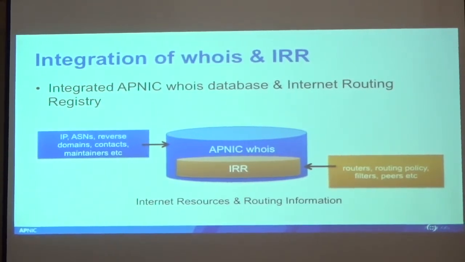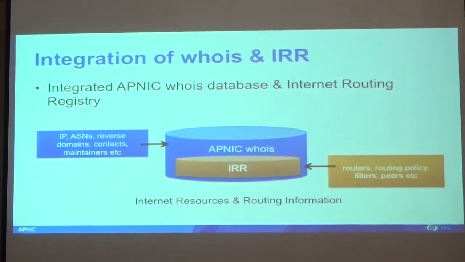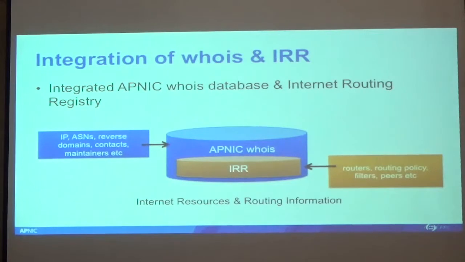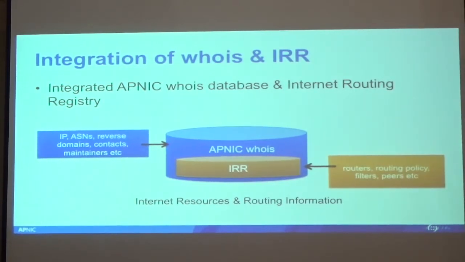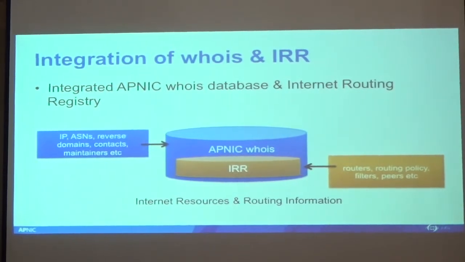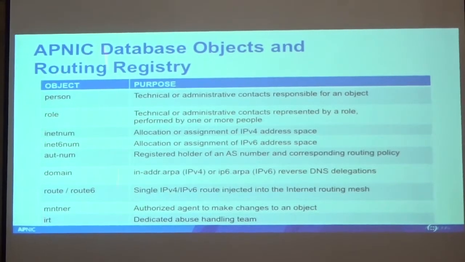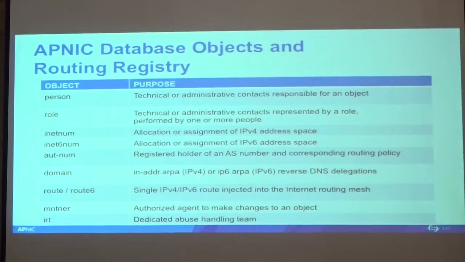Now, inside or part of the WHOIS database, you have the IRR. The IRR pertains to objects that are related to routing, peering, peers, and routing policy. Clear enough? All right. Okay. These are some of the objects that you will see in the APNIC database.